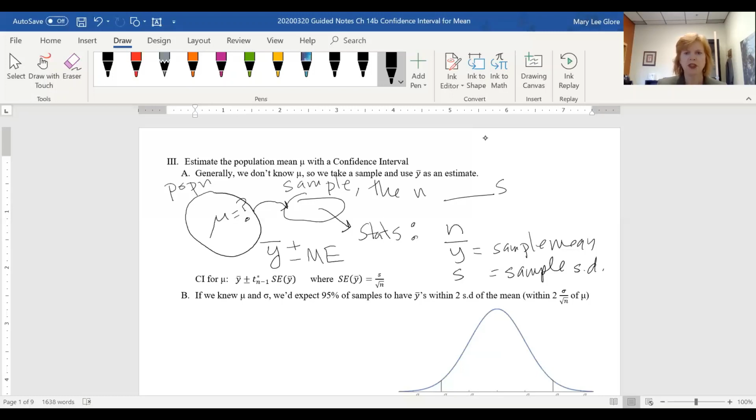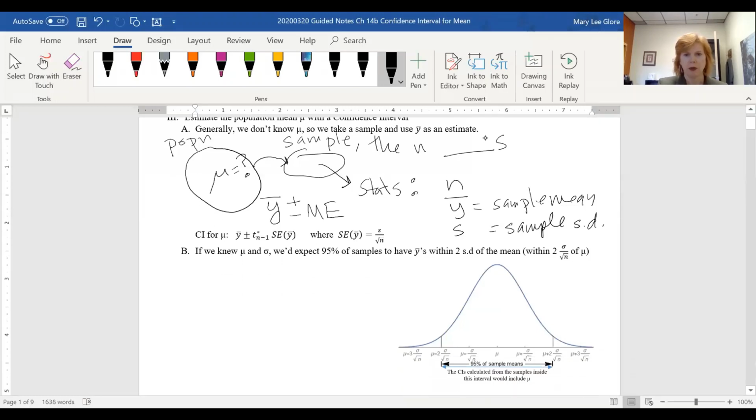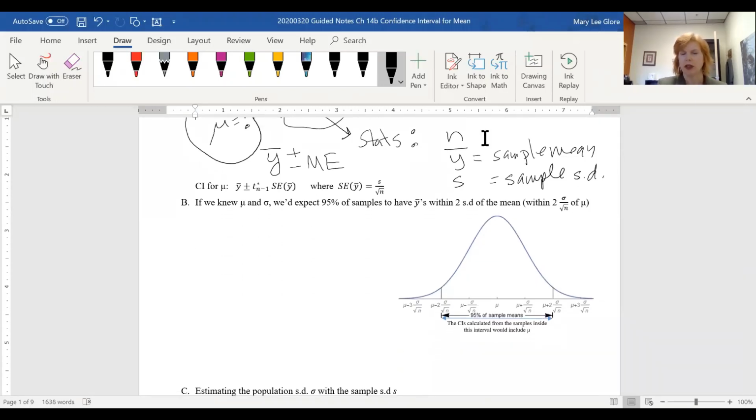All right. So we'll start here with what we know. So what we know is that if we knew mu and sigma, which we don't, we expect 95% of the Y bars to be within 2 standard deviations of the mean. We learned last time that Y bar, if the sample's big enough, is approximately normal with mean mu and standard deviation sigma over the square root of N. So 95% of the time, our Y bars will be within 2 of these of mu.